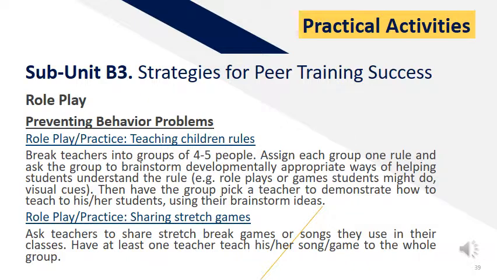Now, from the role-playing activities, we are going to talk about activities concerning preventing behavior problems. One of them would be teaching children rules. Break teachers into groups of 4-5 people. Assign each group one rule and ask the group to brainstorm developmentally appropriate ways of helping students understand the rule. For example, role plays or games students might do, visual cues. Then have a group pick a teacher to demonstrate how to teach it to his or her students using their brainstormed ideas.